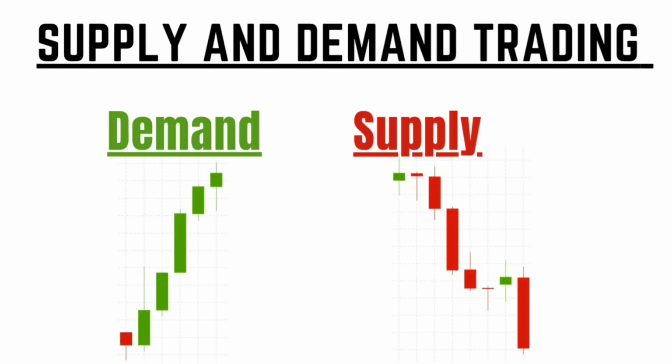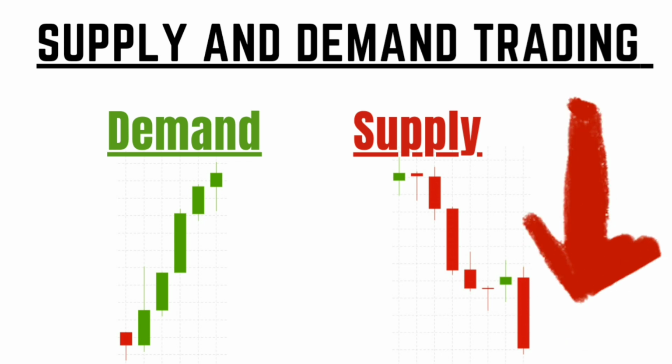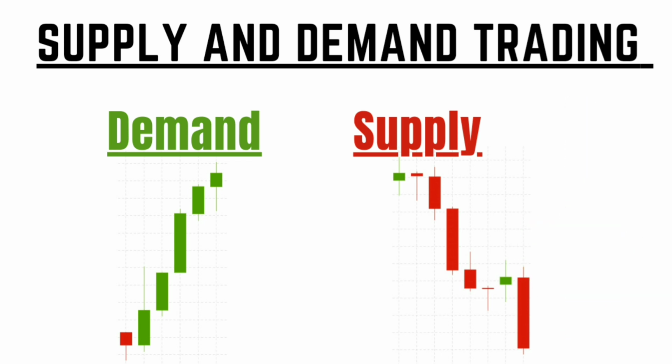So firstly, guys, what is supply and demand? Supply is simply aggressive selling. That means the market is going towards the downside aggressively, while demand is simply aggressive buying, which means the market is going towards the upside aggressively.